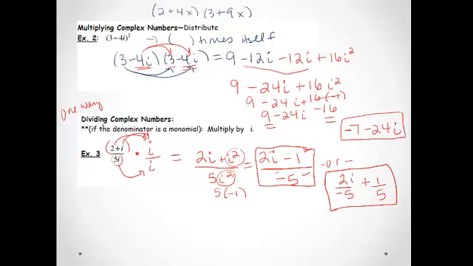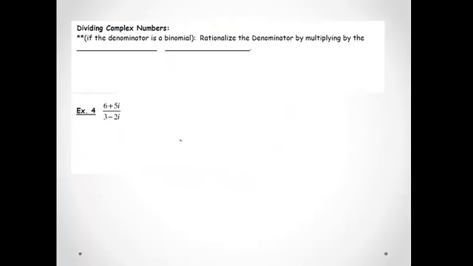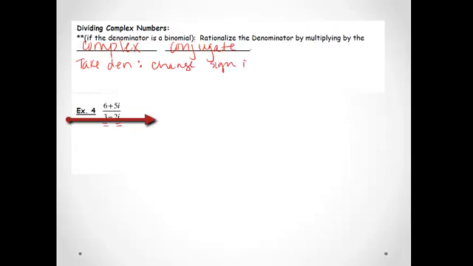So when we divide, there's two different ways. One is if we only have a monomial down below. And the second way is if the denominator is a binomial, in this case like this. We have two different terms here. So we're going to do what's called rationalize the denominator. Now what that means is that you're going to multiply by the complex conjugate. Here's what it means: you're going to take the denominator, but you're going to change the sign in the middle, and that's it.